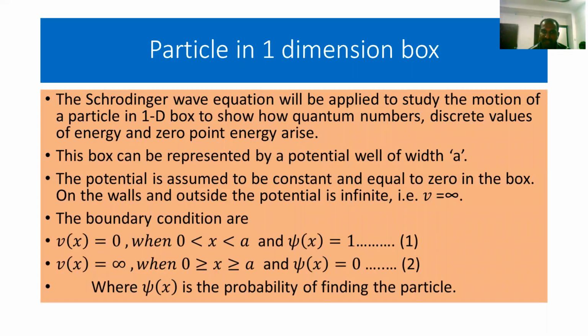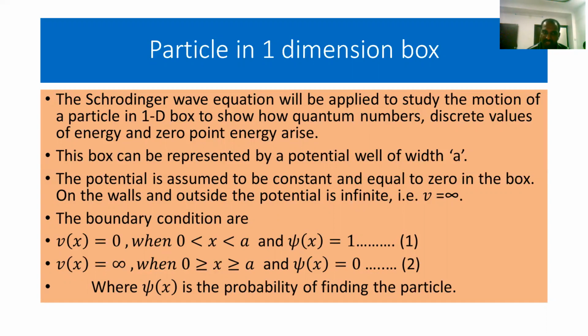The box can be represented by a potential well of width a. The potential is assumed to be constant and equal to 0 inside the potential box. On the walls and outside, the potential is infinite, that is, the potential energy becomes infinite because of the infinitely high walls.